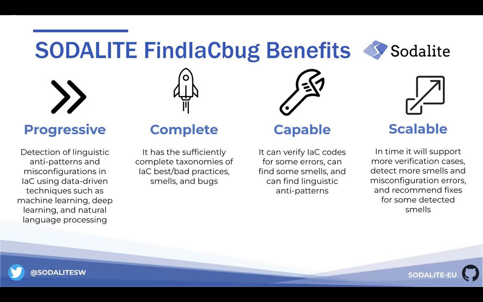The progressive detection of linguistic antipatterns and misconfigurations in IaC is data-driven, enabling AI. It is sufficiently complete with respect to taxonomies of IaC best and bad practices, smells, and bugs. It can verify IaC code for errors, can find smells, and can find linguistic antipatterns. And all of this is scalable, supporting more verification cases, detecting more smells and misconfiguration errors, and recommending fixes for some detected smells.